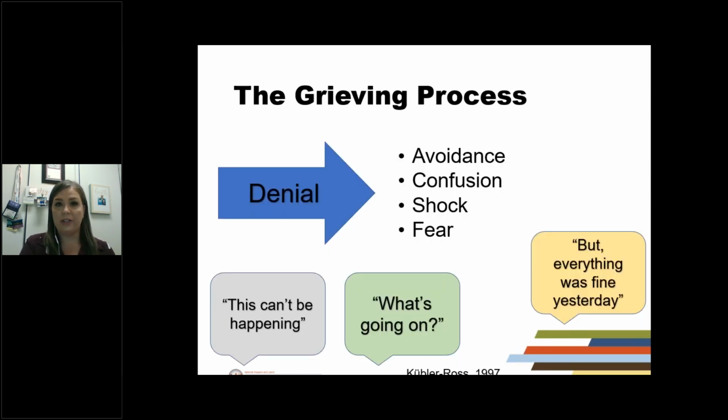Denial is the first stage in the grieving process, according to Kubler-Ross. When a person is in denial, there are some actions or reactions that can accompany that stage. First, we can observe some avoidance, confusion, shock, and fear. Some common expressions that we can hear from people going through the denial stage could be, this can't be happening to me, because it's the stage where you can't understand what's going on, or why this is even happening.